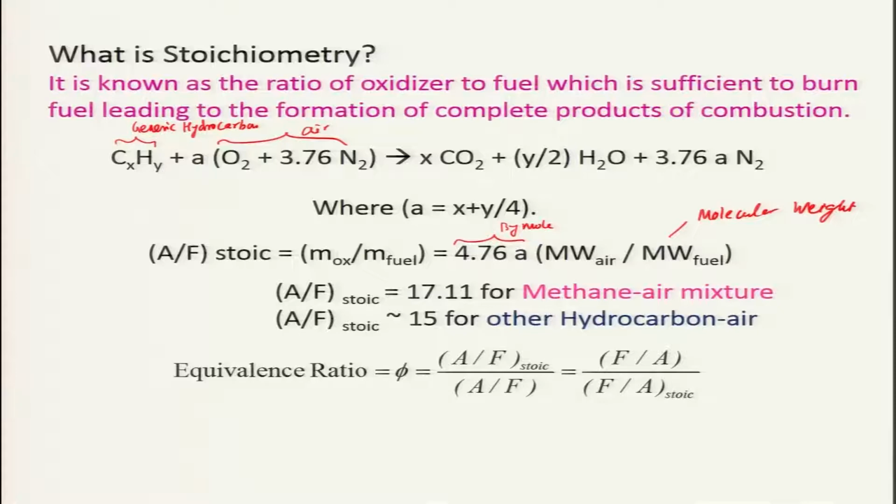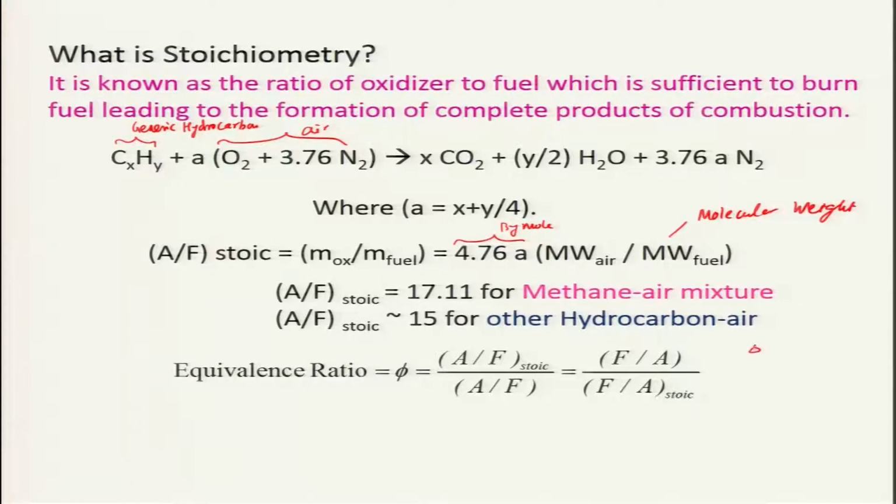So, we need to define equivalence ratio, because air fuel ratio by itself is non-normalized. Phi is the air fuel ratio stoichiometric divided by the actual air fuel ratio, and you can also put it in the other variant, fuel air ratio divided by fuel air stoichiometric. If phi is equal to 1, what is the meaning of that? That is basically stoichiometric, right.